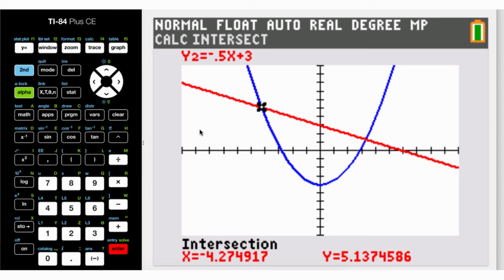But then we have to do the same thing with the other point. So hit second trace again. Option number 5 is intersect. Arrow over closer to the other intersection point this time. So now we're just to the right of that intersection point. We're on our blue curve, so I'm going to hit enter. We're on the red line, so hit enter. And one more time. We end up at 3.27 and 1.36. So those are our two intersection points of our graph.